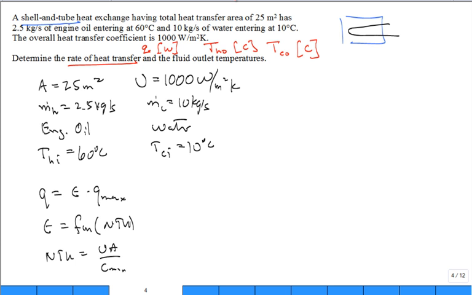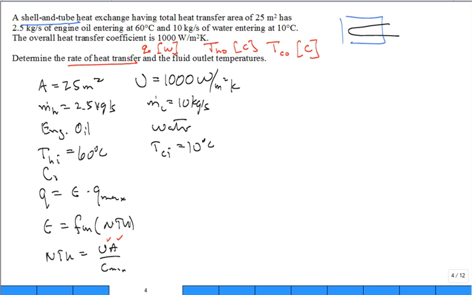And then I start checking. I say, hey, they're giving me U, they give me A. I need to get C min, then I can get NTU, then I can get the right correlation, get the effectiveness, then get Q max, etc. All right, so a couple steps that really could be a different order. Let's try this.